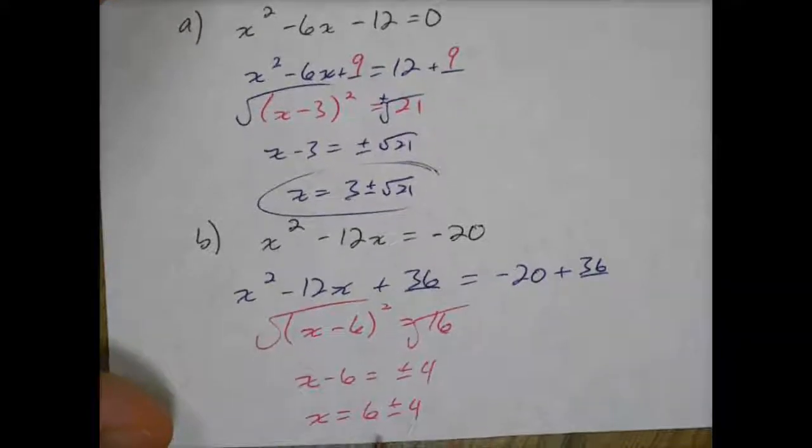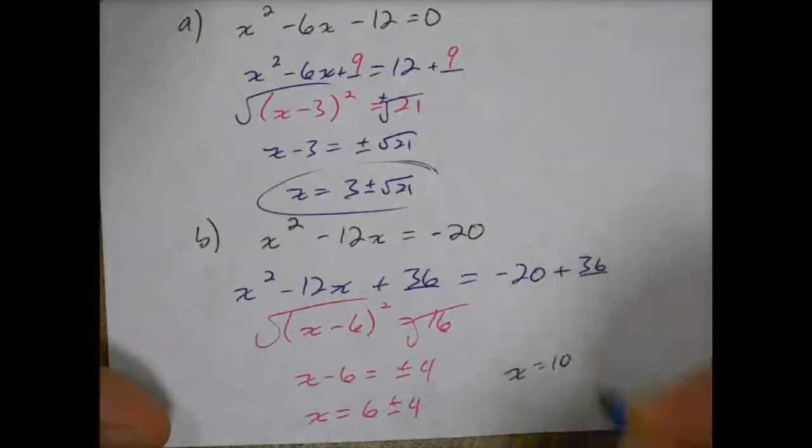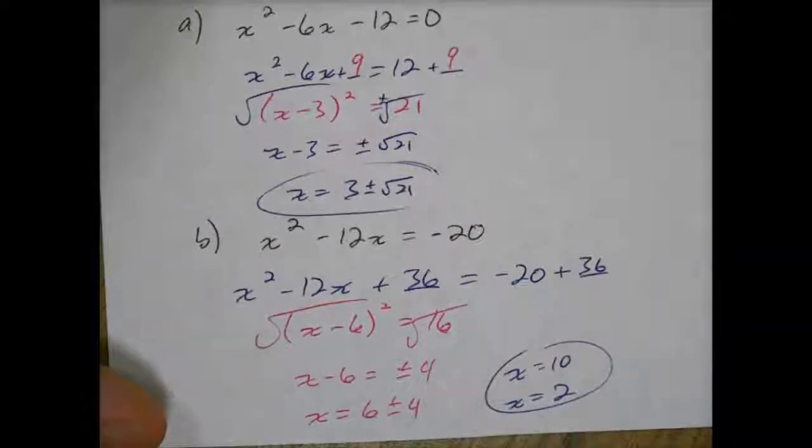If it's numbers like this, though, you can actually combine these like we were doing on the front page. So if you do 6 plus 4, x equals 10. 6 minus 4 is 2. So we have 10 and 2 as our solutions.